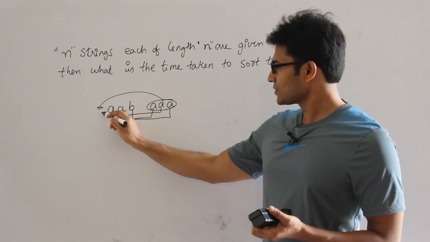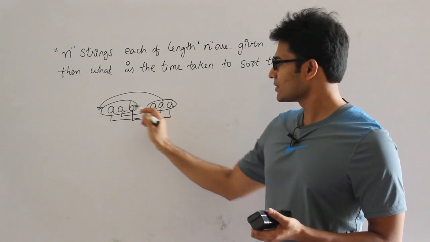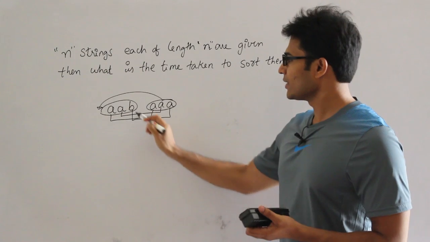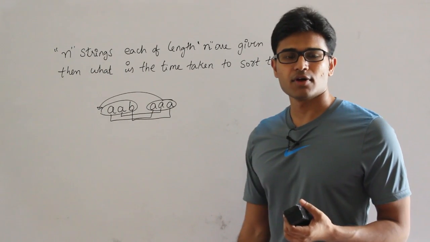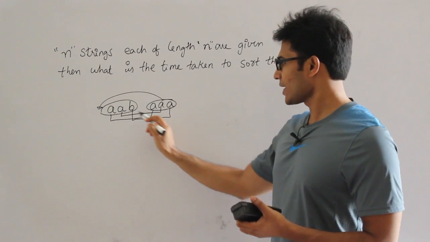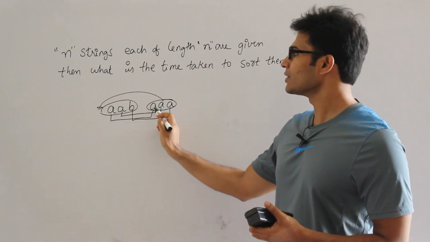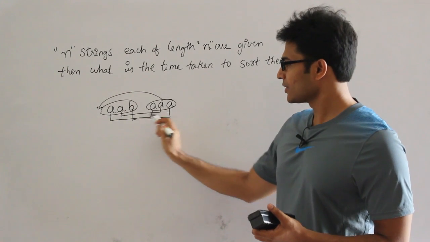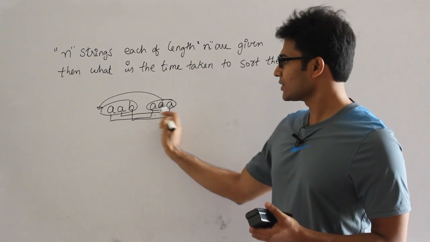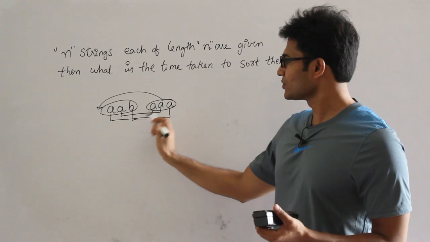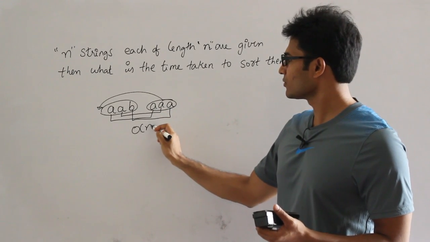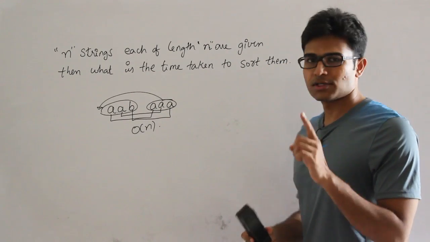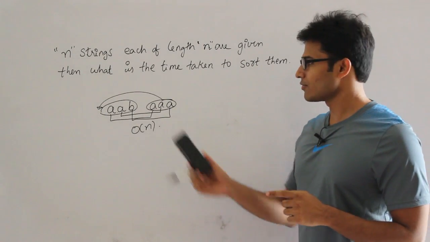Now, if the first string has length n and the second string has length n, then to compare them I have to do a character-wise comparison. Therefore, if the length of the string is n, the time taken to compare two strings is going to be order of n. So remember that for one comparison, the time taken is order of n.